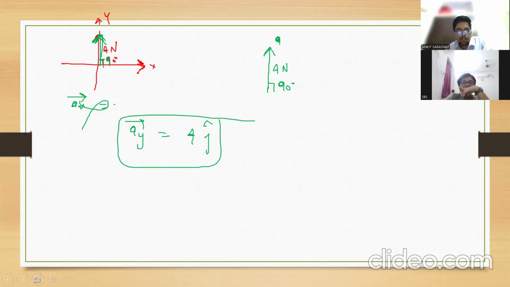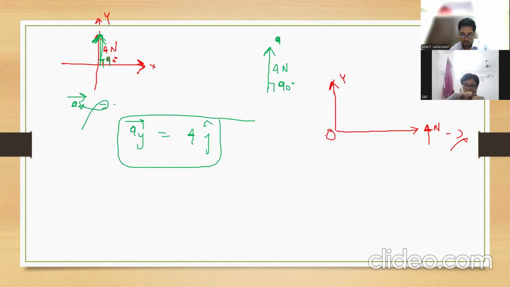But if I ask like this, for example, this is our vector, 4 Newton, and this is x, and this is y. Now tell me the horizontal component and vertical component. This is 90. Okay. Now here our vector is like this, 4 Newton along the x-axis. Tell me.